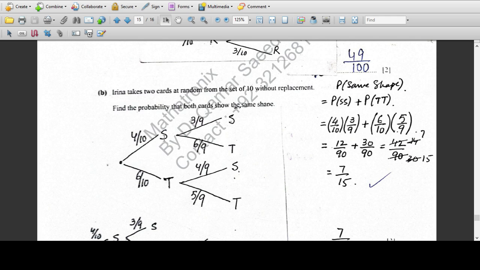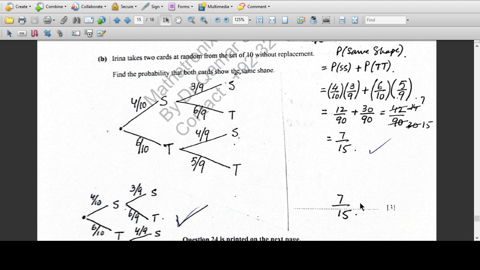So for same shape, it is square or triangle. For square it is 4 upon 10 times 3 upon 9, and for triangle it is 6 upon 10 times 5 upon 9. On simplification we have obtained 42 upon 90. So 42 upon 90 can be written as the answer, or with further simplification it can be written as 7 upon 15. Both are correct. We can write 42 upon 90 as here, and it will be correct.